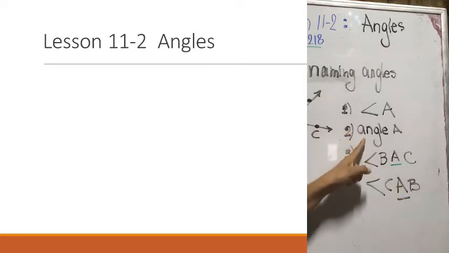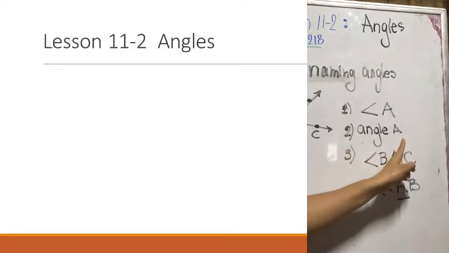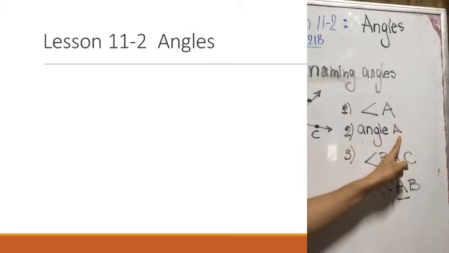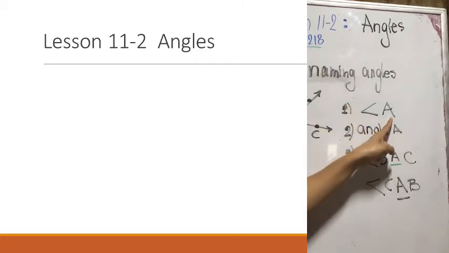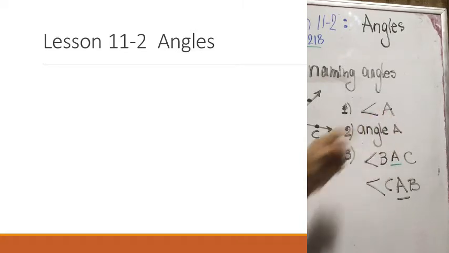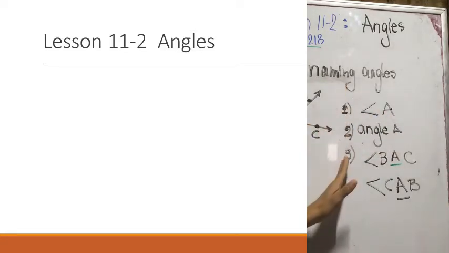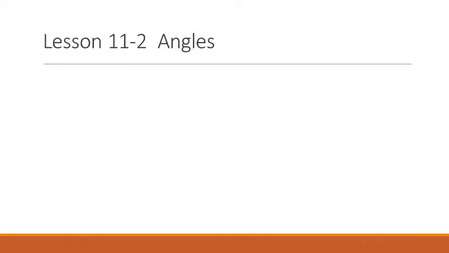And another is using words like angle A. Remember, the vertex gives you the name of the angle, or use a symbol and write out the name of the vertex. Okay, those are three different ways to name an angle.